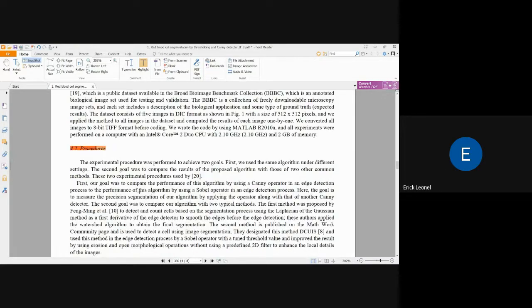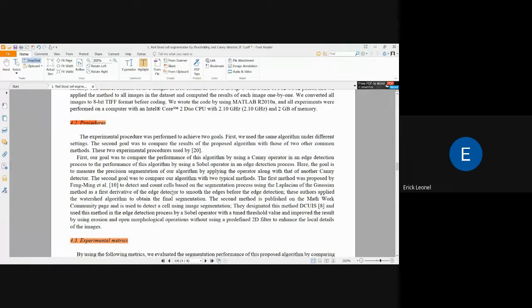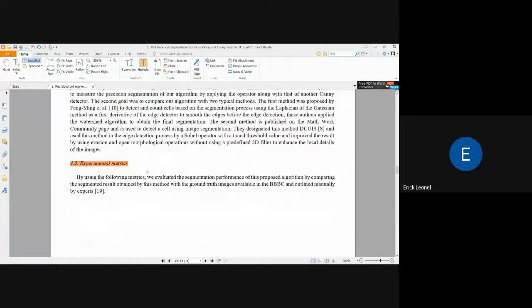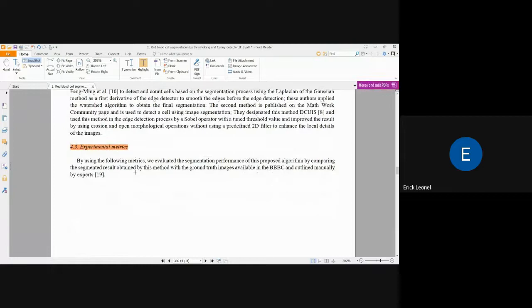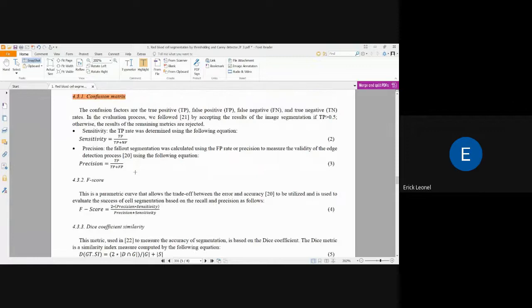Regarding the procedure, this experimental procedure was performed to achieve 2 goals. The first: the same algorithm under different settings was used, with the goal of measuring the precision of segmentation. The performance of this algorithm was compared in an edge detection process using Canny and Sobel operators. And the second goal was to compare the algorithm with 2 typical methods. The following metrics can be used to evaluate the segmentation performance of the proposed algorithm.